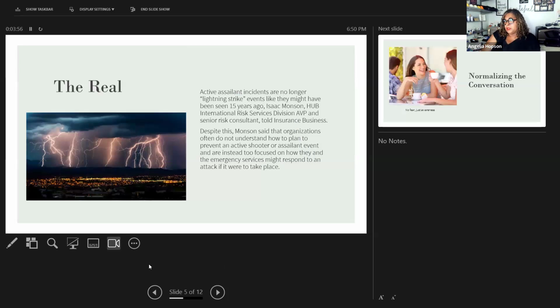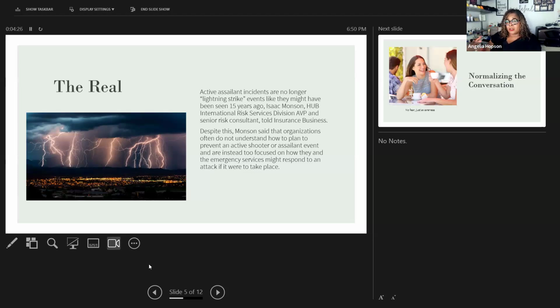Let's talk about the real. So if you got our email this week, this was at the top of the email, and it talked about how active assailant incidents are no longer a lightning strike. We used to say years ago, you're more likely to be struck by lightning than to be in an active shooter scenario. That's not the case anymore. It really isn't. This past weekend in Michigan, a mass shooting at a splash pool. This past weekend in Chicago, a mass shooting at a gas station. I mean, you're getting out of your car to go get gas.